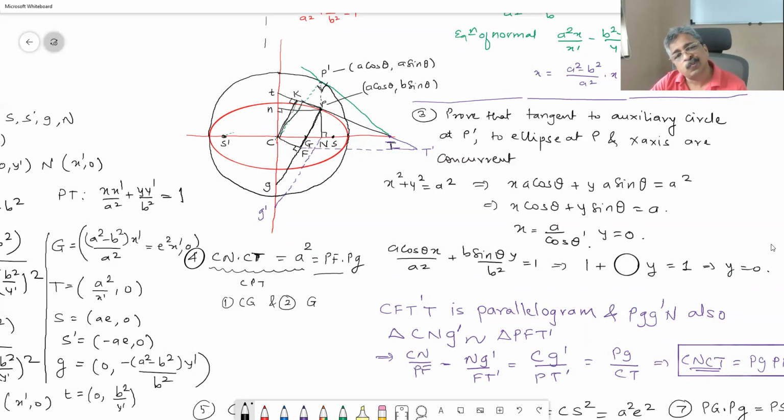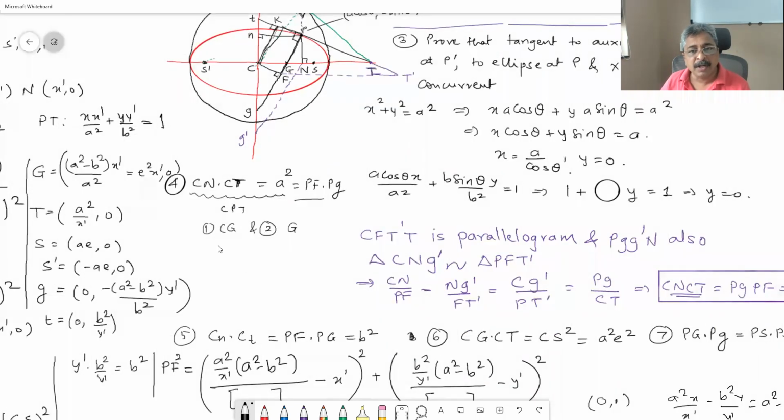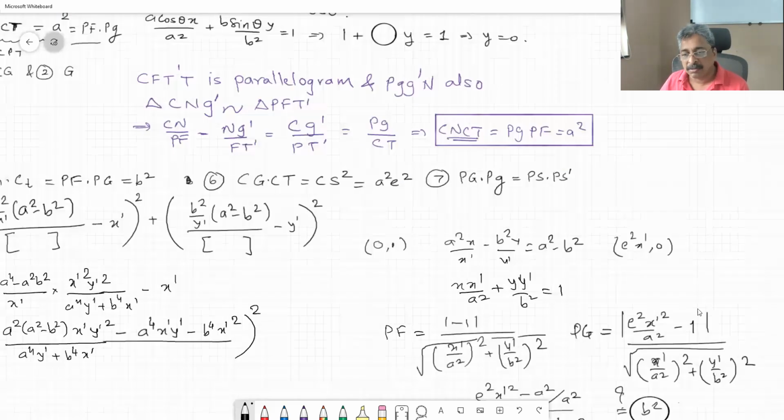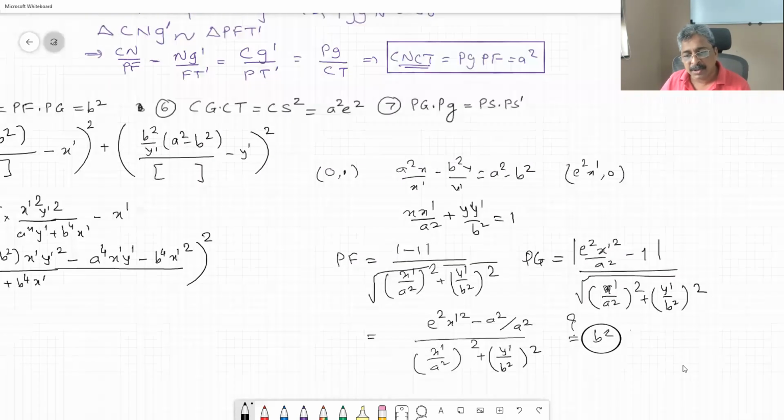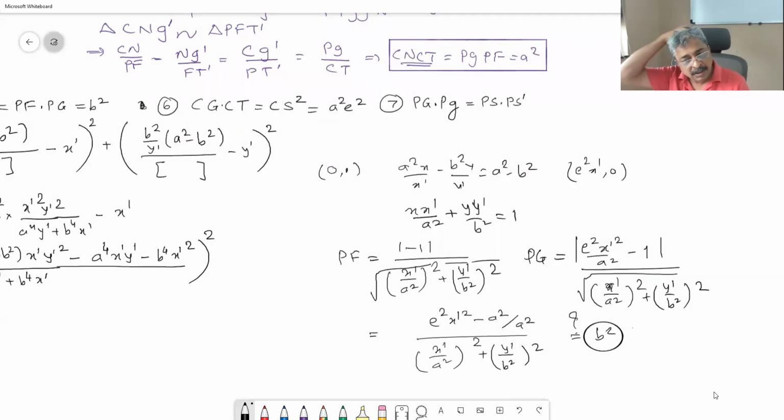Yes or no? A rectangle will be formed there. Because this is 90, this is 90 here, and if you put a perpendicular from C onto the tangent, it is going to be there. Is this correct calculation? And this should lead to b square only. Is this correct calculation? Yes, sir. Yes.